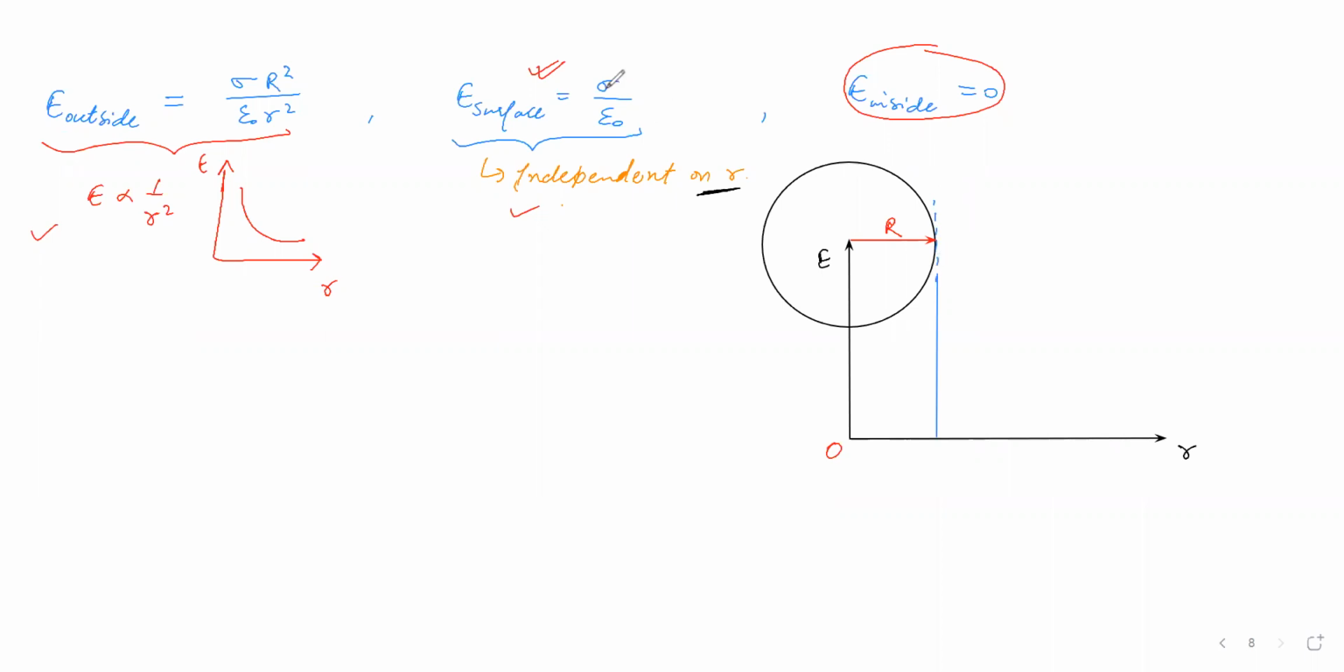Are you clear or not? This represents independence of R. All of you are understanding or not? Yes, sir. Okay. But this is the graph of sigma over epsilon naught. This is the position where R is equal to 0, I mean for E inside, you can say. And this is the position where your R is equal to capital R.